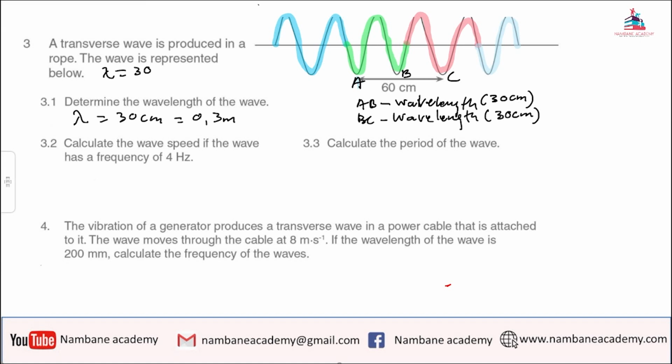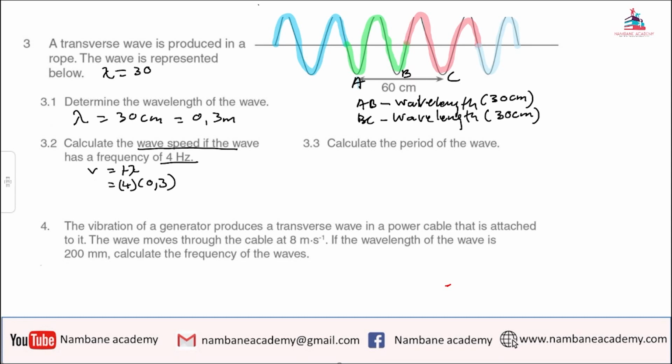And because of an incorrect wavelength, ladies and gentlemen, everything now becomes incorrect. Why is it becoming incorrect? Because now let's check the question. Calculate the wave speed if the frequency is that. V is equals to F lambda, 4 multiplied by 0.3. So you are going to multiply by 0.6. And the 0.6 is now incorrect, unfortunately. So it means everything now is collapsing.